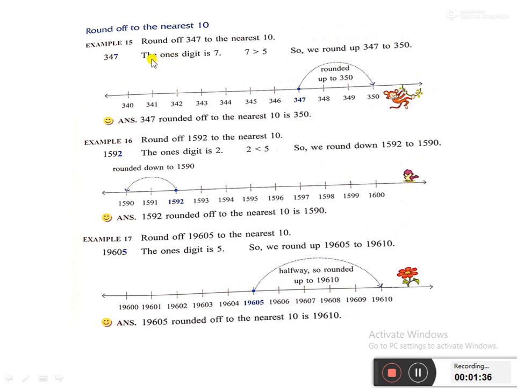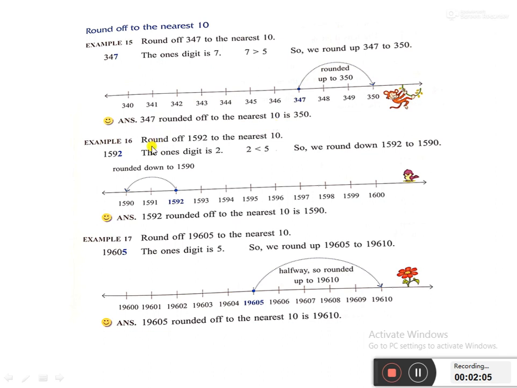We have to find that. You see the one digit number. What is the ones place? The number is 7. Is this 7 less than 5 or more than 5? Yes, 7 is more than 5. So what is the answer? Round up. Now you see 347 is the question. So 347 is rounded up. It is nearest to 350. So what is the answer? 347 rounded off to the nearest 10 is 350.